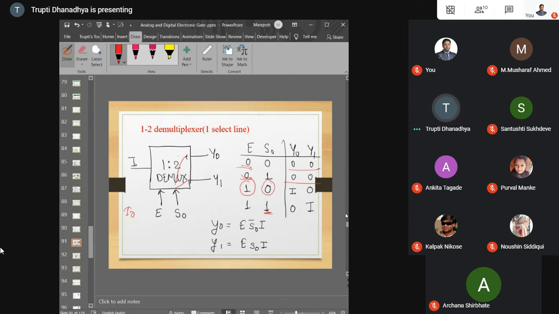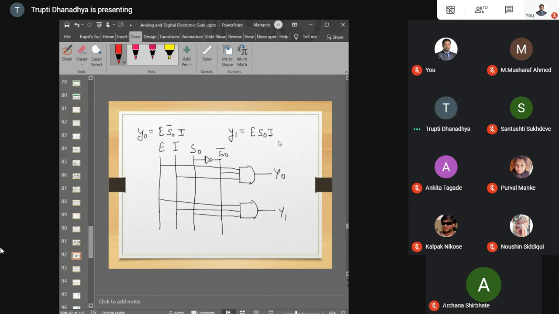So by using the basic knowledge of algebraic equations, we have to write down the equation. Y0 is equal to E, of course E is equal to 1, S0 complement, because S is S0, and I, because I is present in I0. So the equation is like that. Similarly, Y1 is equal to E S0 I1, by using similar properties of Boolean equations.